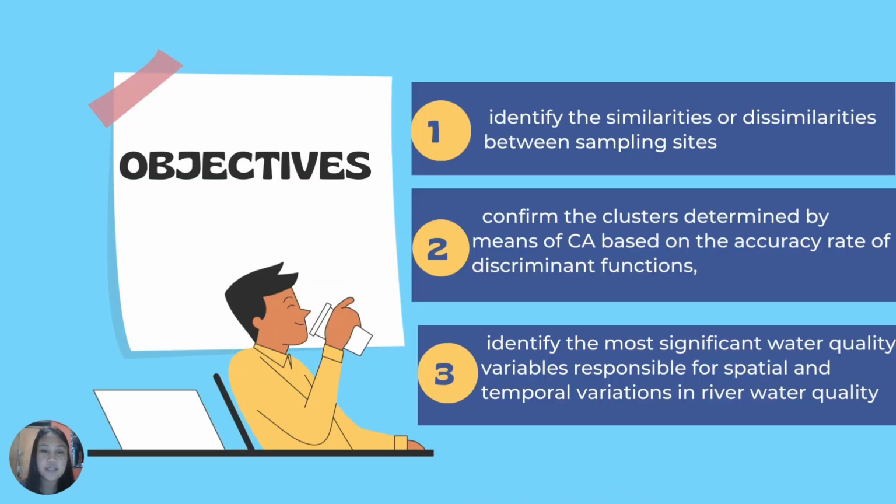The objectives of the study are to identify the similarities or dissimilarities between sampling sites, to confirm the clusters determined by means of CA based on the accuracy rate of discriminant functions, and to identify the most significant water quality variables responsible for spatial and temporal variation in river water quality.